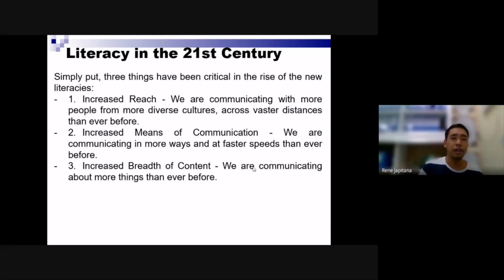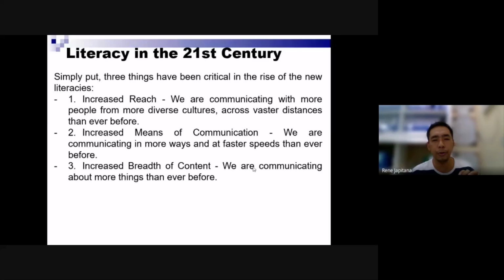So, literacy in the 21st century, simply put, three things have been critical in the rise of new literacies. Today, the new literacies are considered the 21st century skills. According to research and critical analysis on the rise of the new literacies, what happened from the basic literacy? The basic literacy means reading, writing, and counting, or numeracy. That's the basic literacy that we had before.